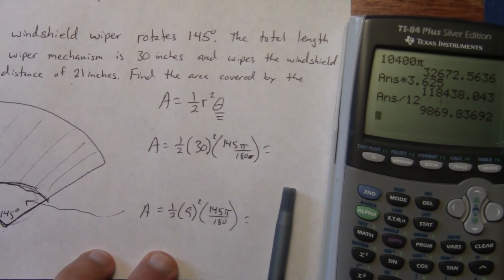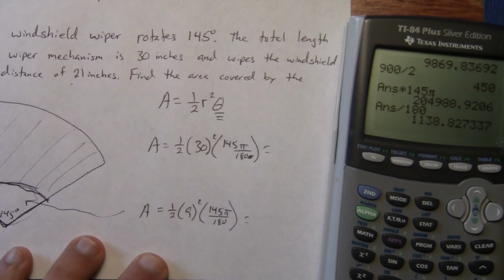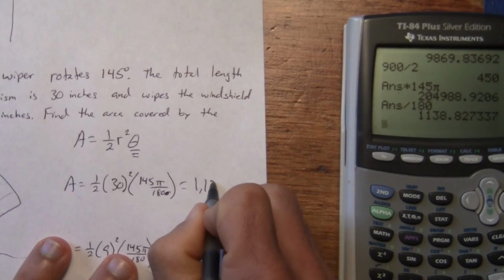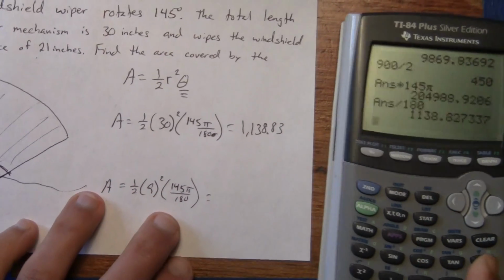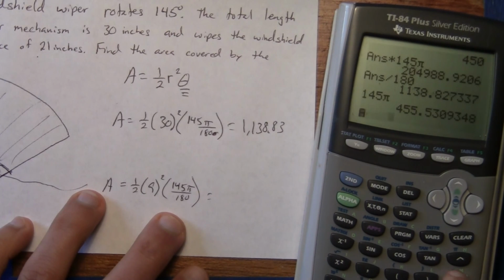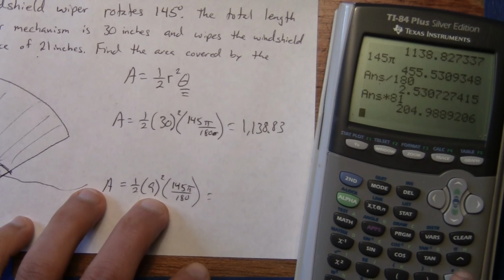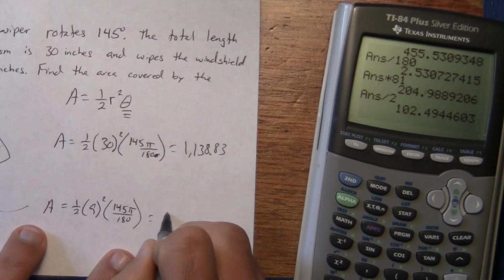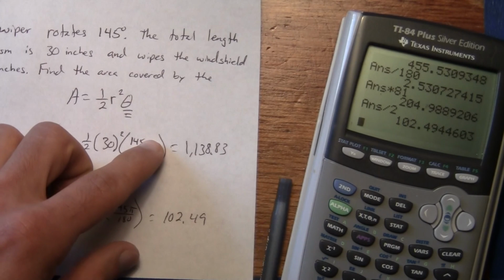So 30 squared, or 900, divided by 2 times 145 pi divided by 180 is going to give me approximately 1,138.83. And then figuring this one out, if I have 145 pi, and I divide that by 180, multiply by 81, divide by 2, that's going to give me 102.49, and now I just need to subtract them.